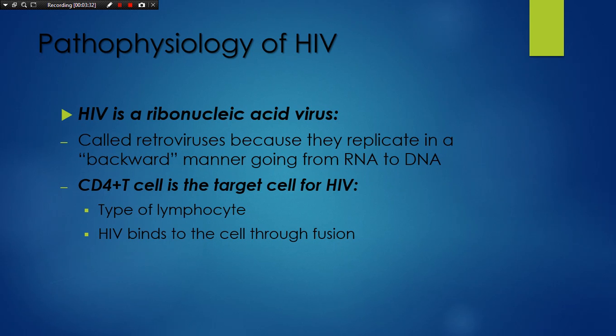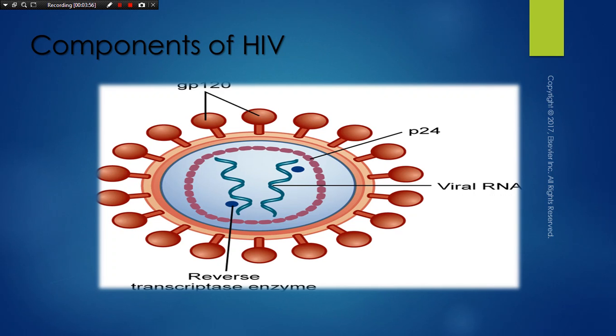HIV is a ribonucleic acid virus, called a retrovirus because they replicate in a backward manner going from RNA to DNA. The CD4 T cell is the target cell for HIV. It's a type of lymphocyte. The HIV binds to the cell through fusion. HIV is surrounded by an envelope made up of proteins including GP120. The HIV virus contains a core of viral RNA and proteins. Like all viruses, HIV cannot replicate unless it is inside a living cell.